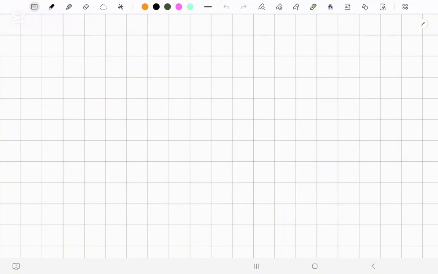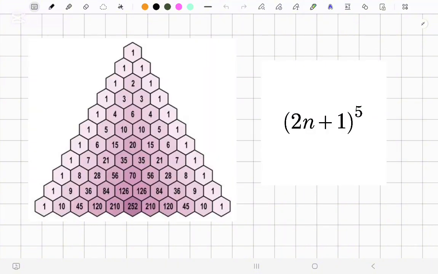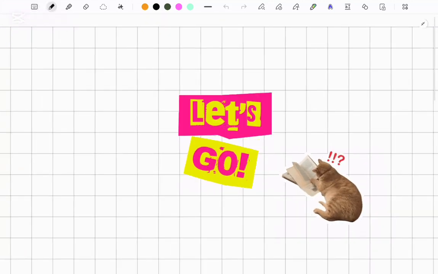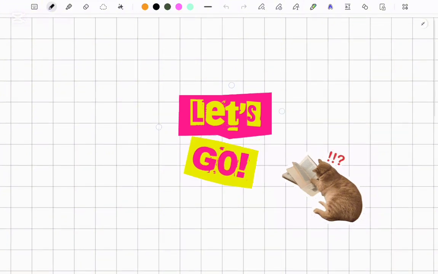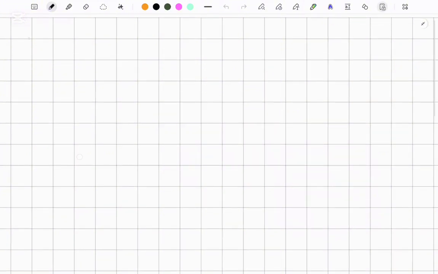Okay, guys, today I want to talk about the expansion of the binomial theorem. First of all, I'm going to write its formula. The formula looks pretty hard, but I guarantee you will understand it very easily by the end of this video. I'm being 100% honest, okay? So this is the formula of the binomial expansion theorem.